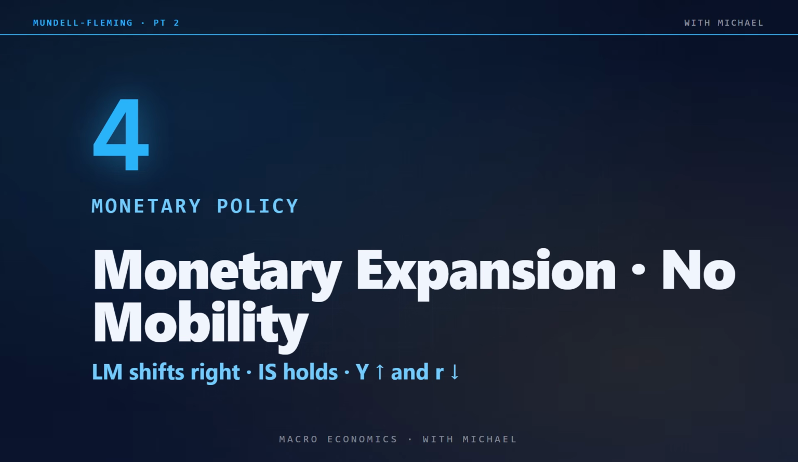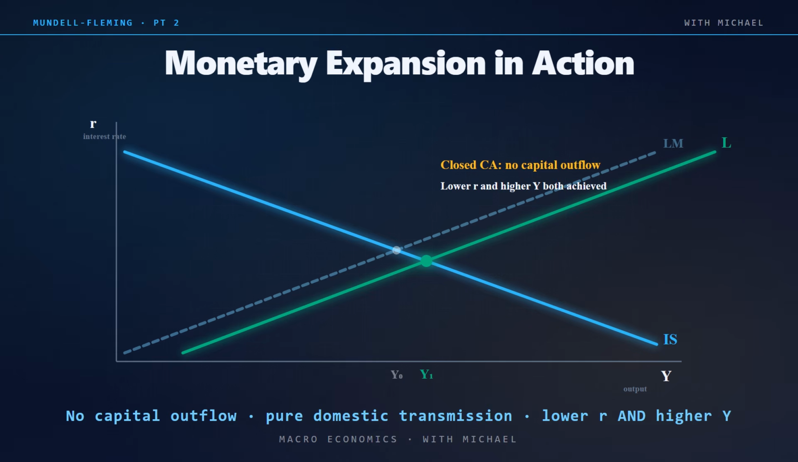Now consider monetary policy. The central bank expands the money supply. The LM curve shifts to the right. The new LM prime intersects the unchanged IS at a new point. Output is higher. The domestic interest rate is lower. There is no capital outflow because the capital account is closed, and so no exchange rate depreciation from this channel. Monetary expansion succeeds in lowering interest rates and raising output, exactly as in a closed economy.